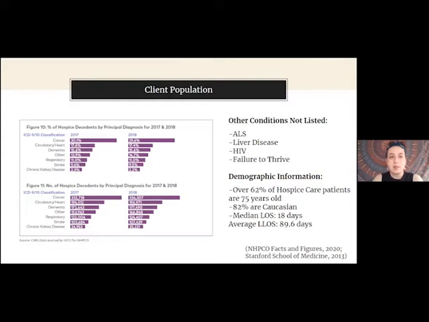Demographic information on this population includes age, so over 62% are 75 years old, which means there is a significant number of hospice patients who are young. 82% are Caucasian, which may have some things to do with some systemic biases and issues and racism in healthcare and access to these services. The median length of stay for these clients in 2018, when this data was gathered, was 18 days. But the average lifetime length of stay, which is listed on the last bullet, was 89.6 days.